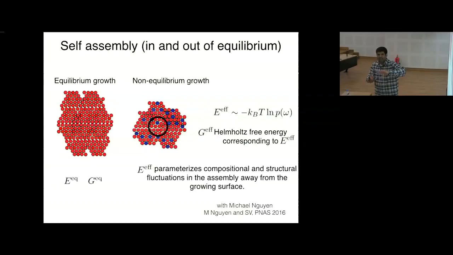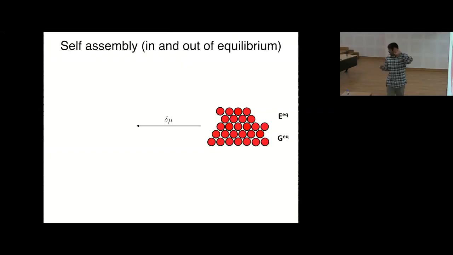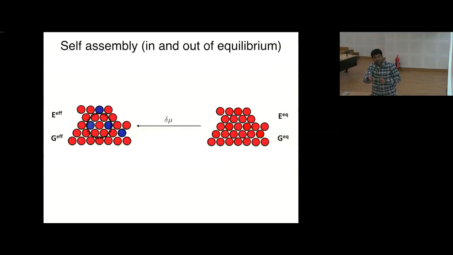So the reason I'm doing this is I'm just going to rewrite what I had in a slightly different form, which makes my life easier, and it's just a different way of thinking about all these ideas. So I start with E equilibrium and G equilibrium, and I want to get structures that look like E effective and G effective. The system is still growing.